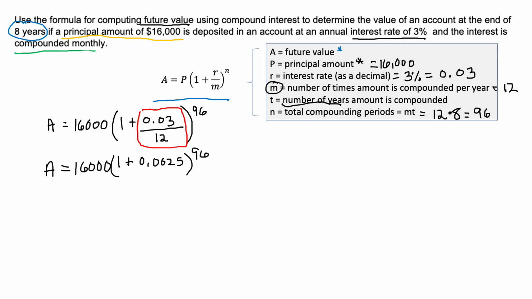Next thing is I'm going to perform the operation in the parentheses again, and now the operation is addition. So I'm going to add 1 plus 0.0025. When you add those values together, you get 1.0025. And we're going to raise that to the 96th power, and then it's being multiplied by 16,000, and it equals A.